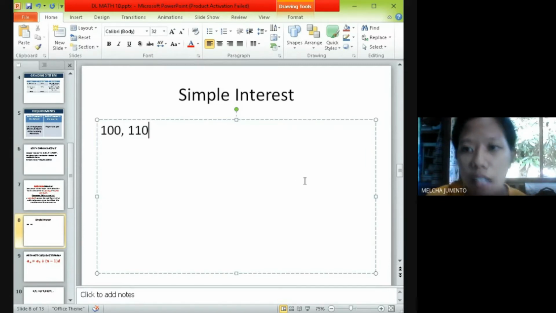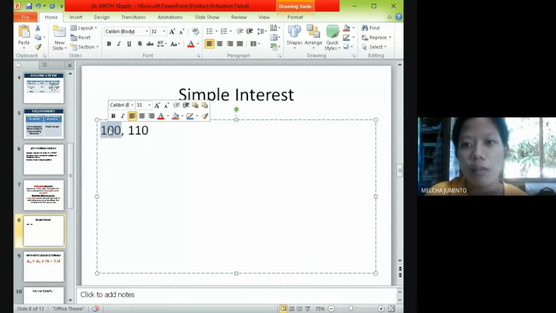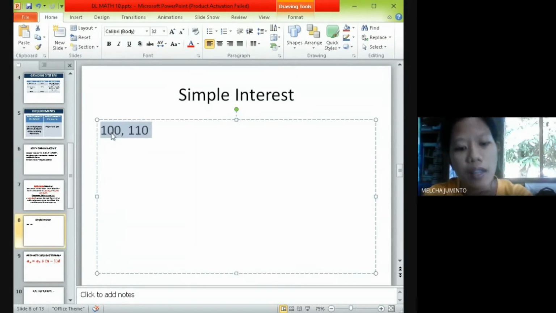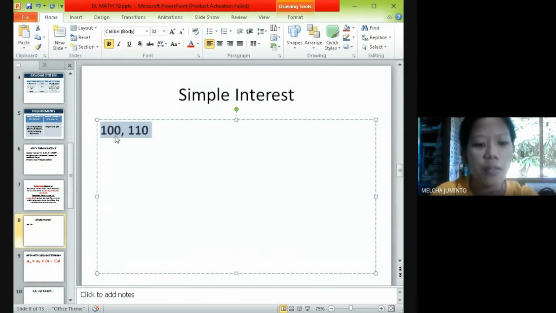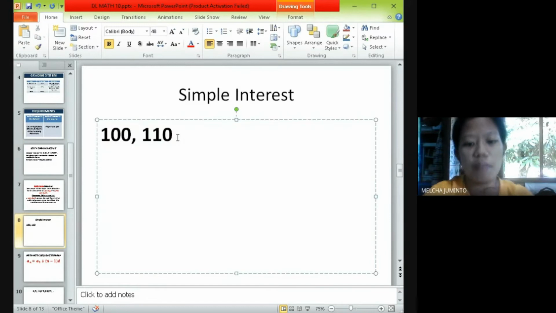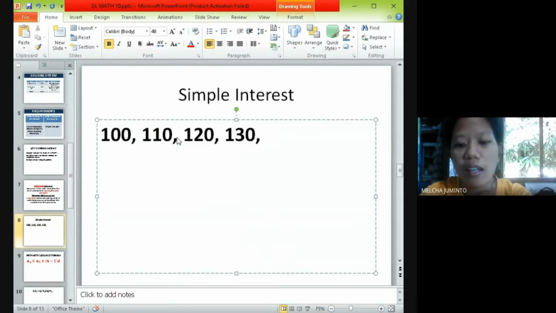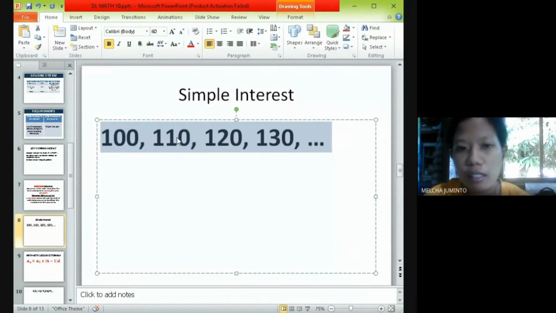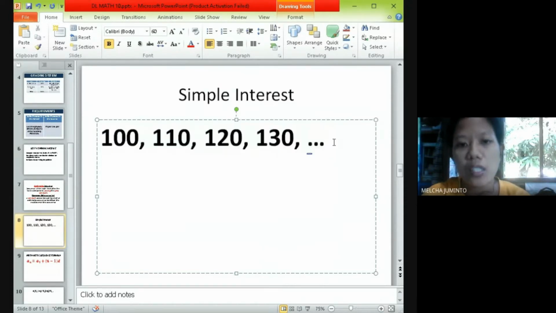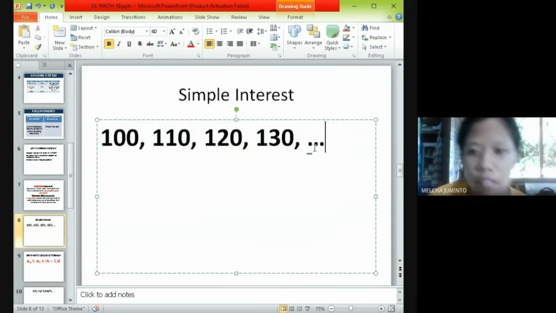There is an increasing number added to the original money invested, which is 100. From 100, your money will become 110. And then after 2 months, your money will become 120 pesos. After 3 months, it will become 130 pesos. And so on. So there is a pattern in this set of numbers, which is an example of arithmetic sequence.